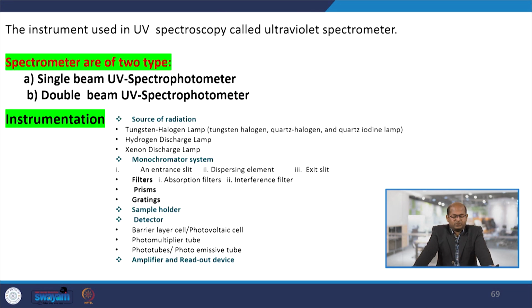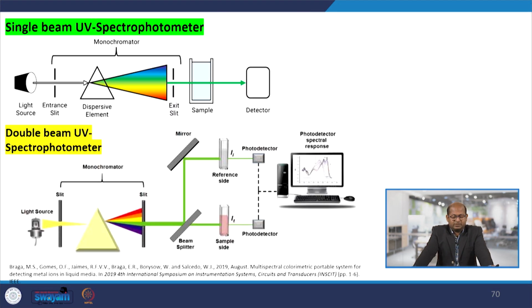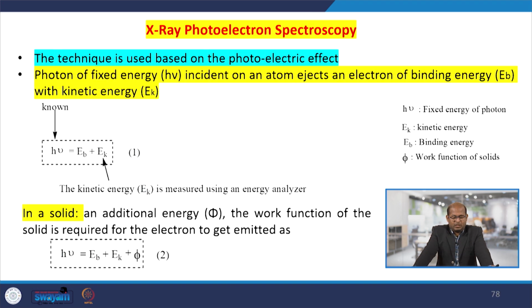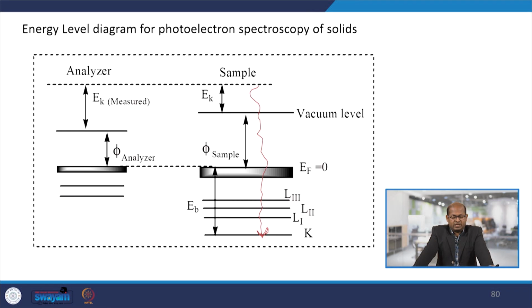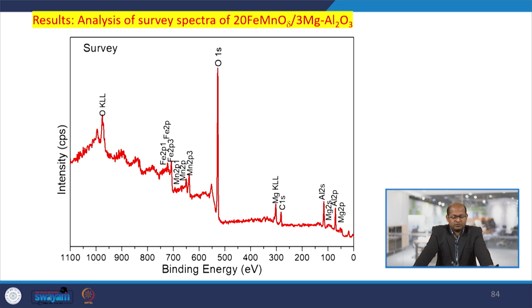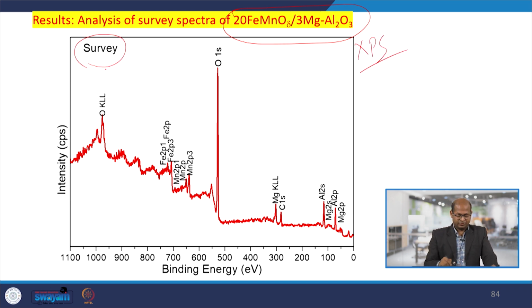Similarly, UV spectroscopy is also there, that we can also study. X-ray XPS study we can also do, to analyze materials. This is the survey spectra for a material. When we analyze, let us say, these materials or a catalyst we have prepared, if we want to do XPS analysis, this type of survey spectra we will get.